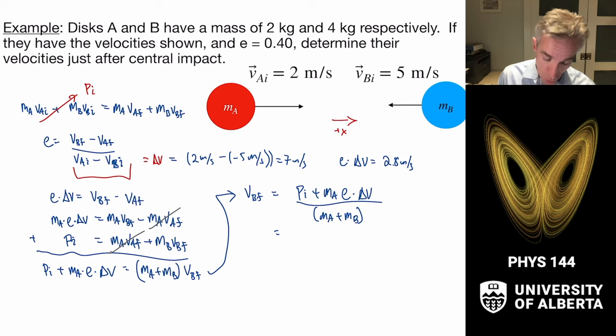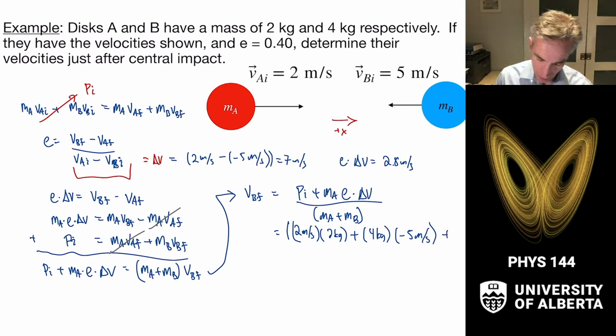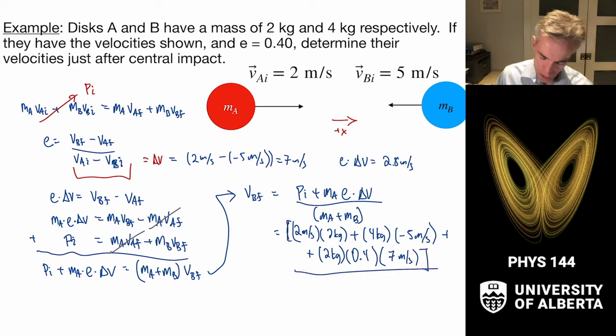So let's do that. The initial momentum of the system is MA VAI, so that's 2 meters per second times the mass of A, which is 2 kilograms, plus the mass of B, which is 4 kilograms, times its velocity, negative 5 meters per second. Plus my mass of A, 2 kilograms, times my coefficient of restitution, 0.4, times my velocity difference, which I argued was 7 meters per second. I then divide by the sum of the masses, which is 4 kilograms plus 2 kilograms, 6 kilograms. Out of this comes minus 1.73 meters per second.